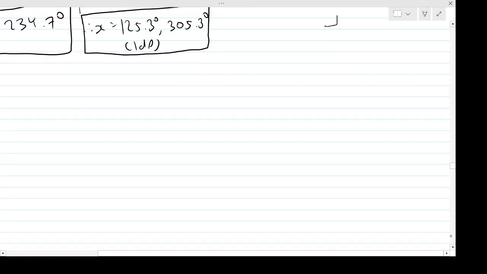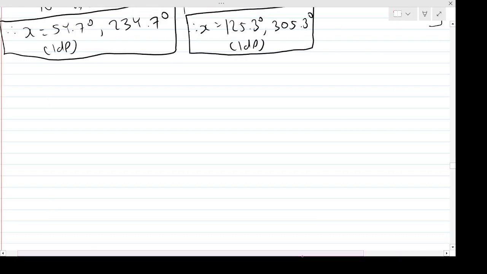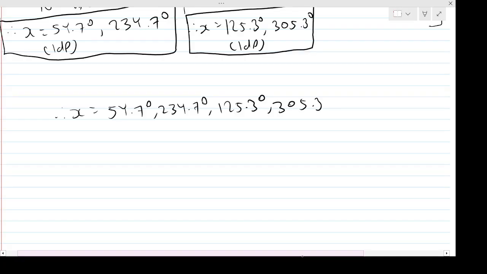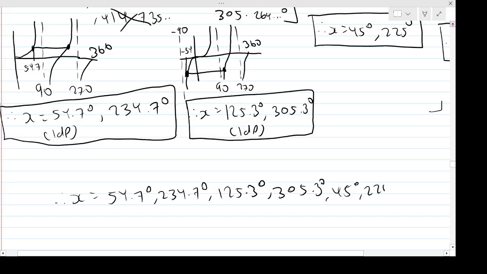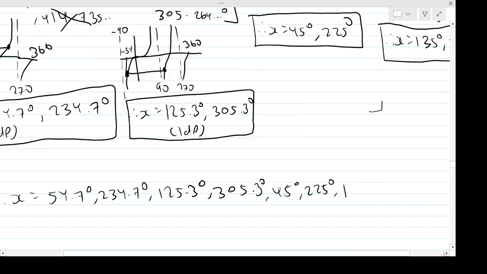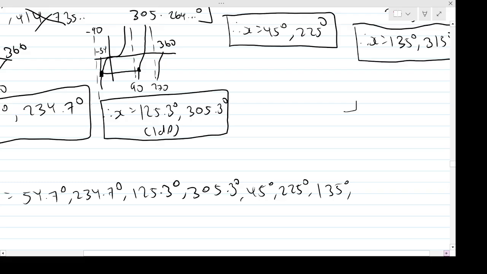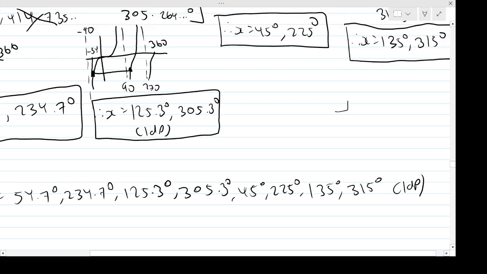So overall, my final list of solutions is going to be 54.7, 234.7, 125.3, 305.3, 45, 225, 135, and 315. And that's all to one decimal place. So that is my final answer.